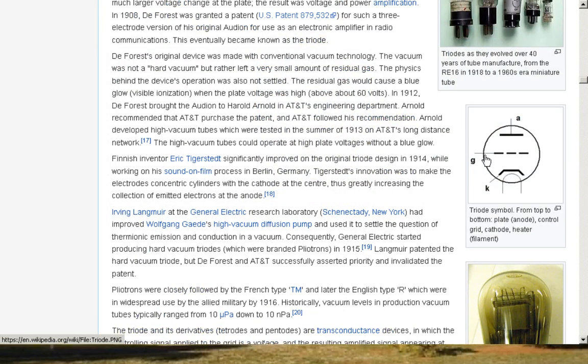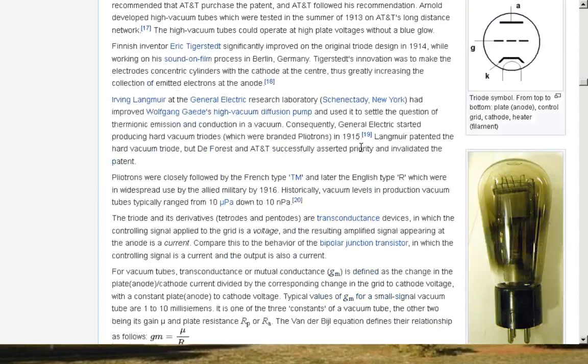The grid is like the base on the transistor. Your plate's on the top, the cathode's on the bottom, and the heater's down here. It's the amplifier tube. But there's electrons going back and forth there.